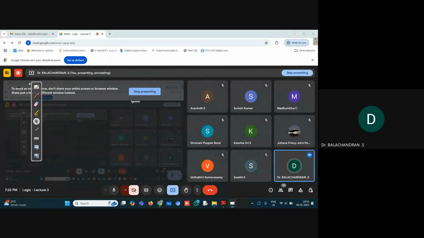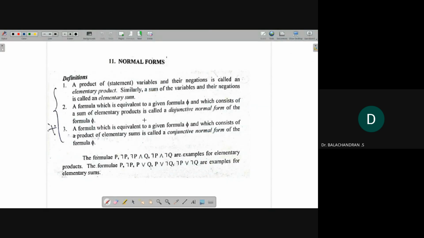So yesterday I gave the definition of DNF and CNF. Just I'll recall: a formula which is equivalent to a given formula, which consists of a sum of elementary products is called DNF or disjunctive normal form. Similarly, a product of elementary sums is called CNF or conjunctive normal form.